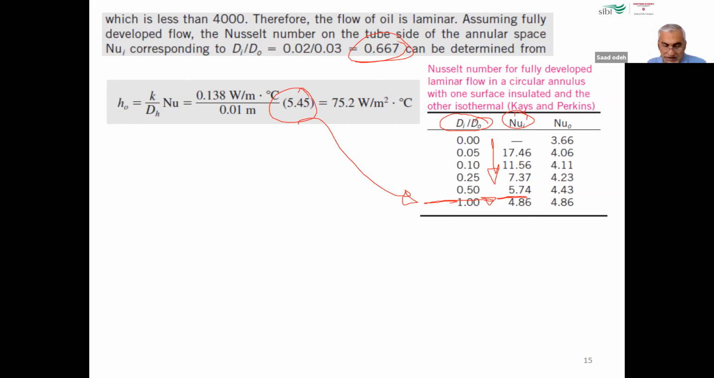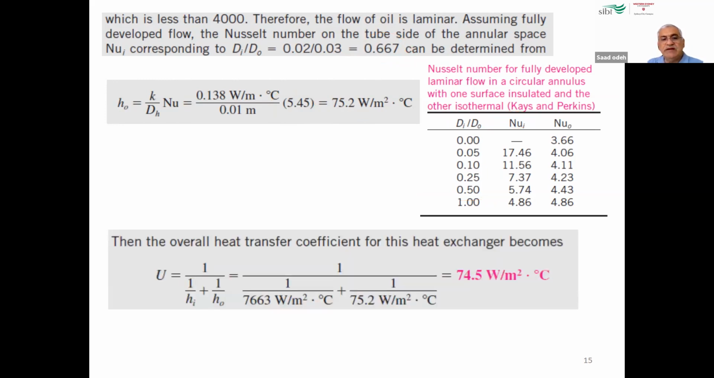So use this value in the equation here to find out the heat transfer coefficient. This equation gives me the h_o of the oil. From h_o, now we can use h_o and h_i to find the U value based on the equation that we have before, and we found that the U value is equal to 74.5.